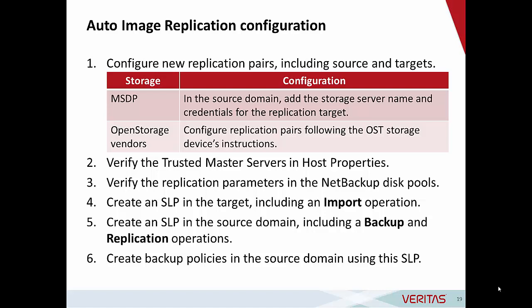I'll verify the replication parameters in the NetBackup disk pools, and I'll create two lifecycle policies. I'll create the lifecycle in the target first, which is going to include at a minimum an import operation, and I'll create an SLP in the source, which includes at a minimum a backup and replication operations. Once that's done, I'm ready to go. I can create backup policies that use the source storage lifecycle, and those backup images will be replicated using AIR.